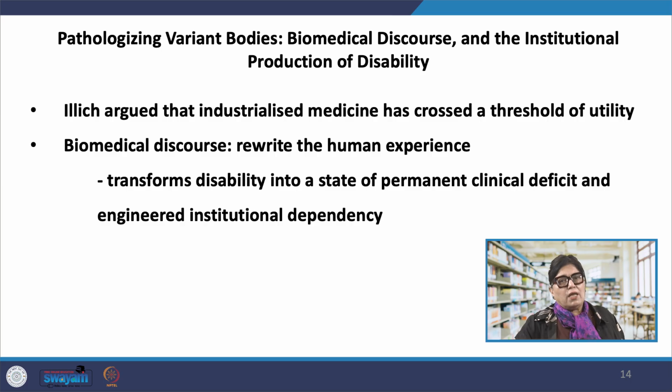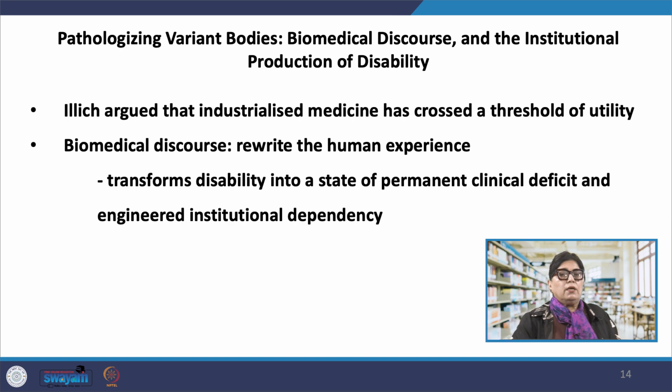Illich argued that industrialized medicine has crossed a threshold of utility. Beyond this point, the medical establishment creates more sickness than it heals. Biomedical discourse plays a vital role in this process by rewriting the human experience. It shifts the definition of health away from an individual's autonomous capacity to cope with reality, turning it into a passive state dependent on lifelong institutional and pharmaceutical management.